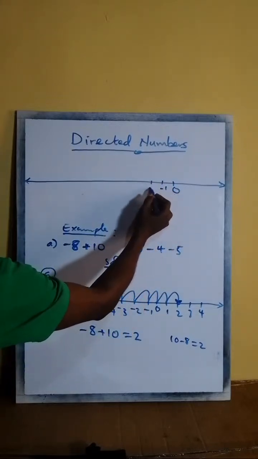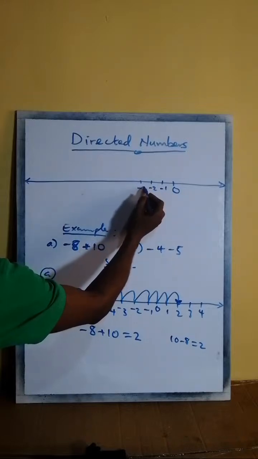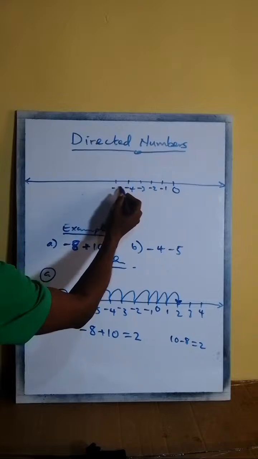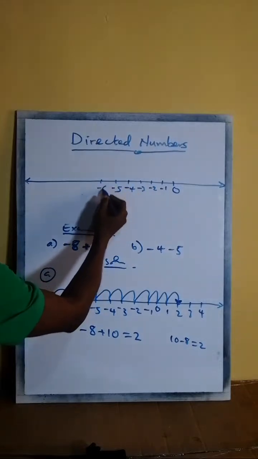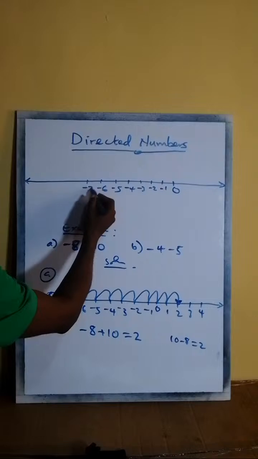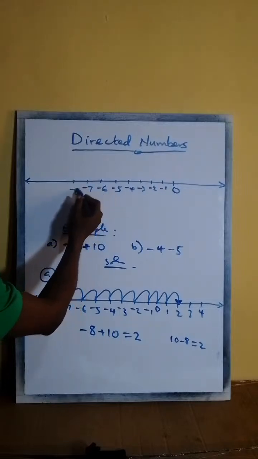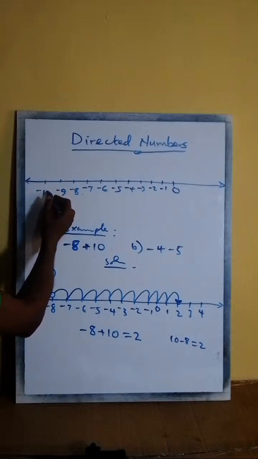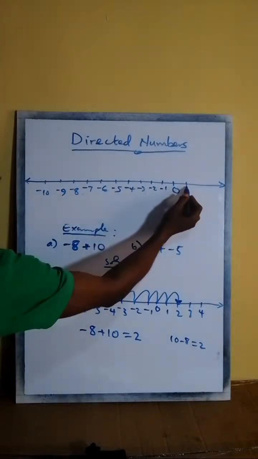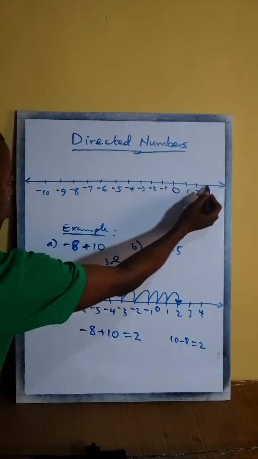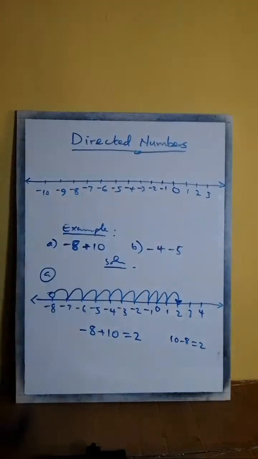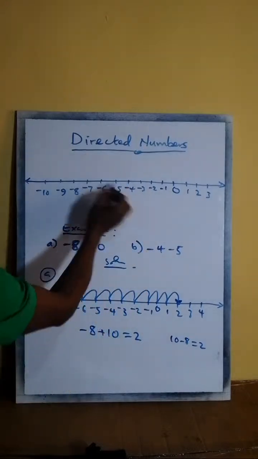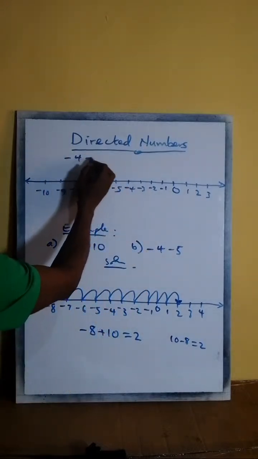So we have -1, -2, -3, -4, -5, -6, -7, -8, -9, -10. Then here positive we have 1, 2, 3, and so on. Now from here, this is what we are doing. We have to use the number line for -4 minus 5.